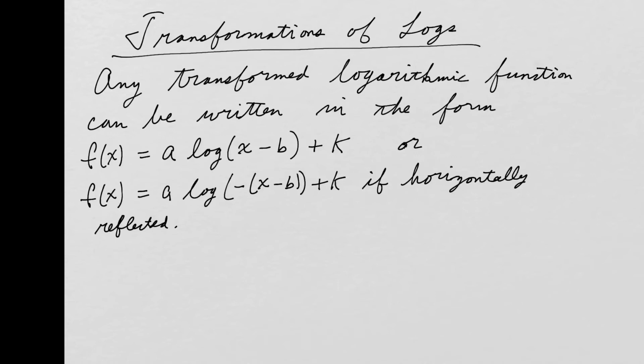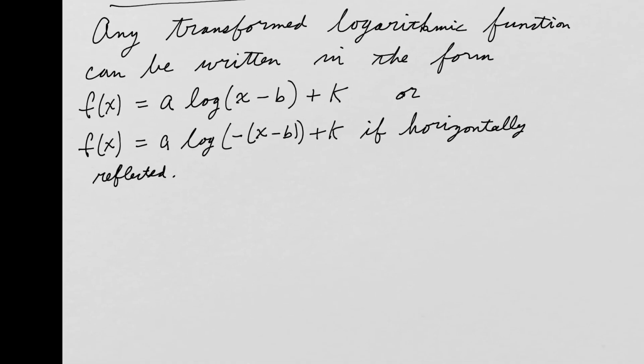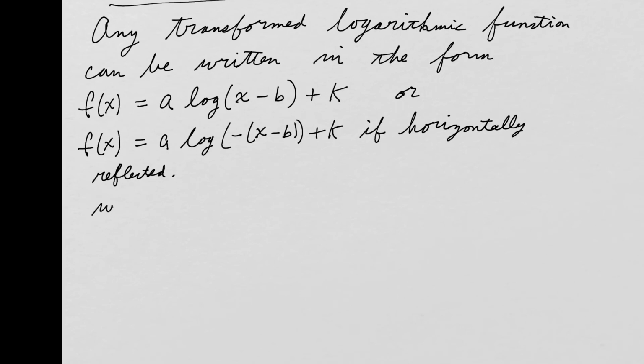Okay, and what else do we know? The b here turns out to be the vertical asymptote. So the line x equals b is the vertical asymptote.